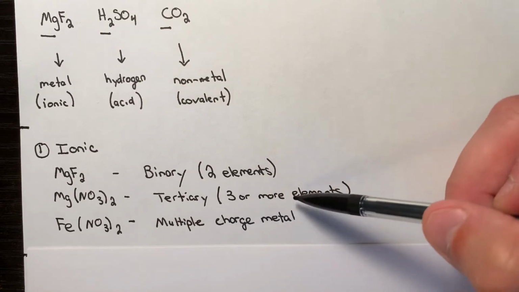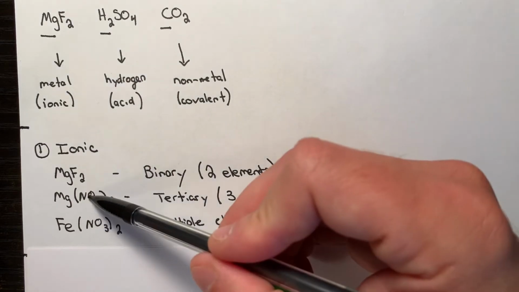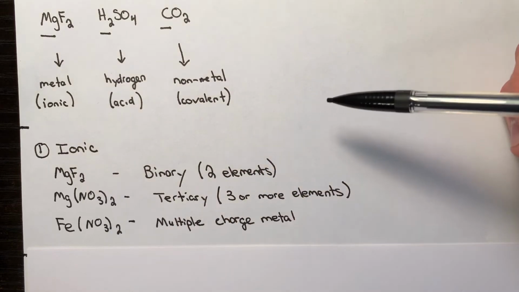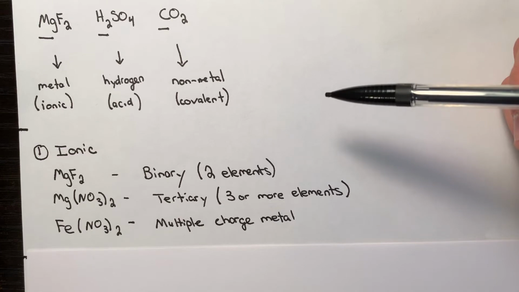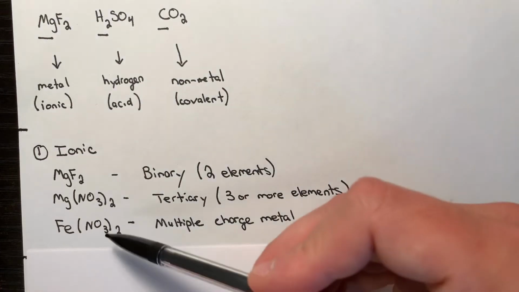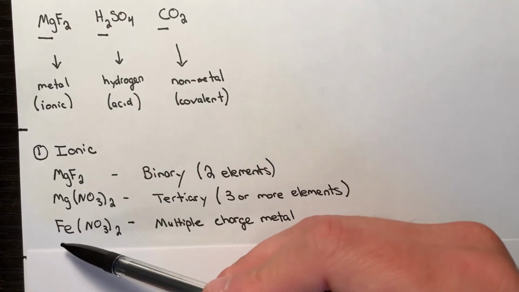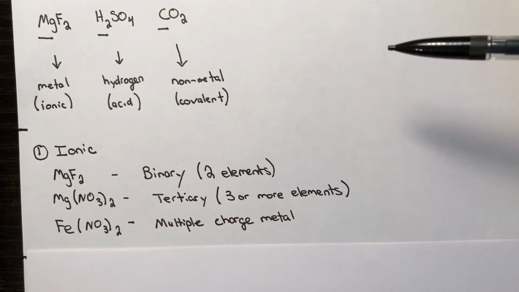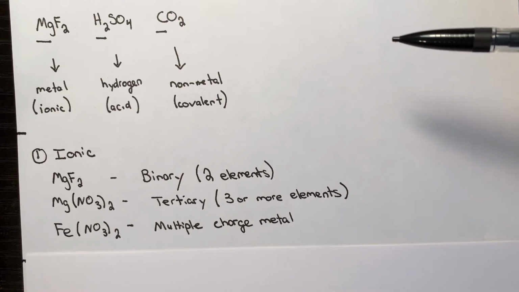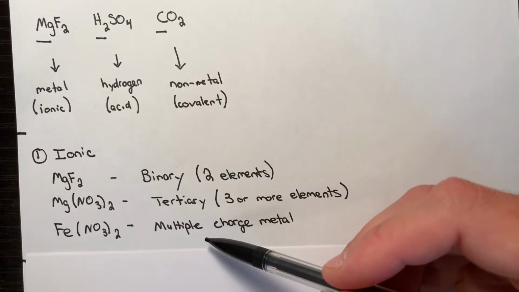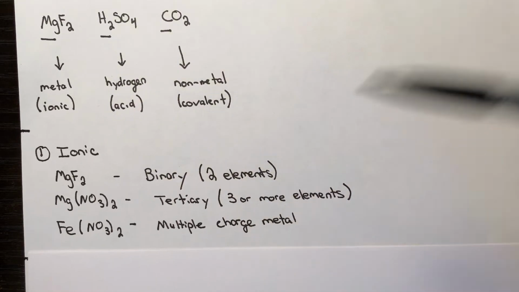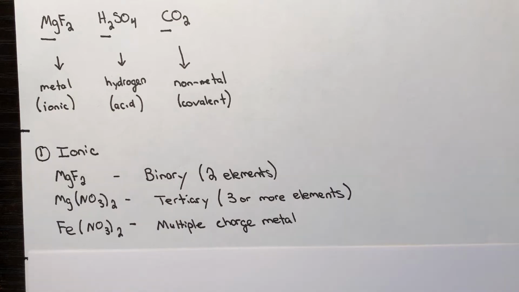Tertiary, which means we're going to have three or more elements, which necessitates the presence of a polyatomic ion. Again, something that you are required to memorize for this course, some of the more common ones. In this third type, we have a metal, such as the case of iron, that can take on multiple charges, in this case the +2 ferrous form. So again, these tend to be transition metals, and we'll refer to them as metals that can take on multiple charges, or multivalent metals. And there's this whole naming convention that goes along with those.